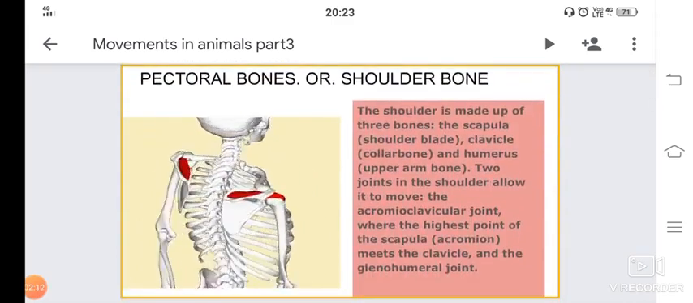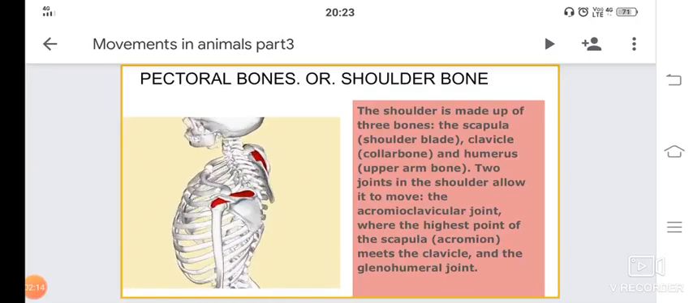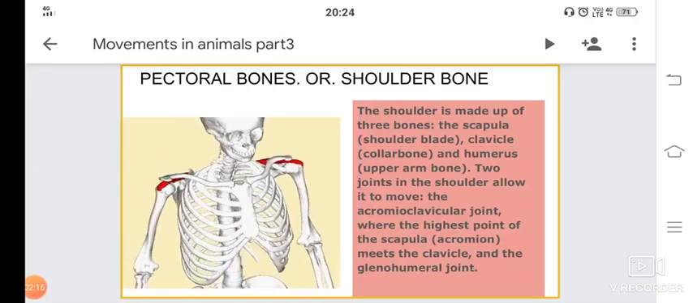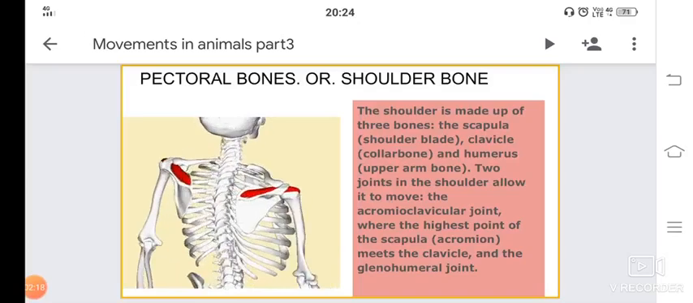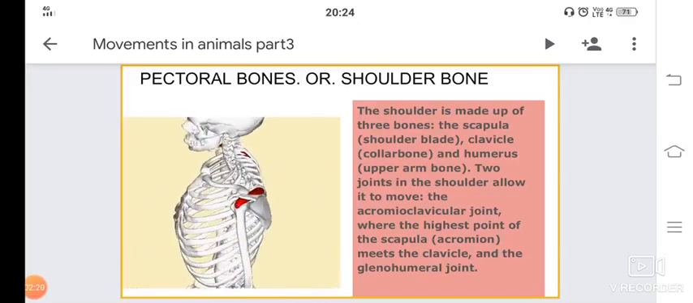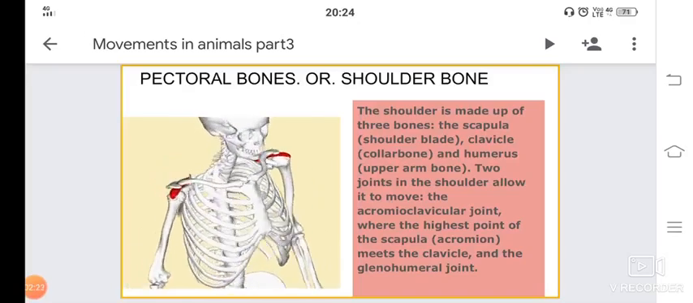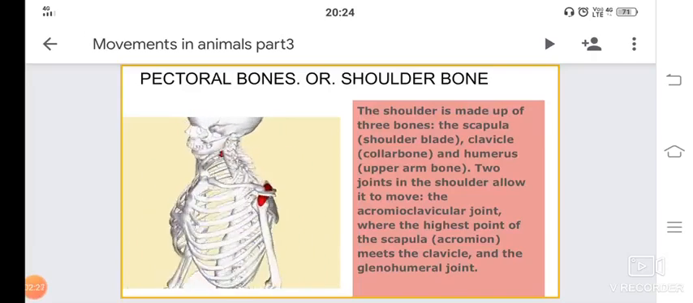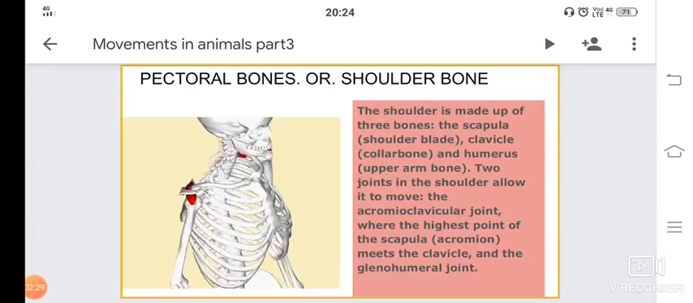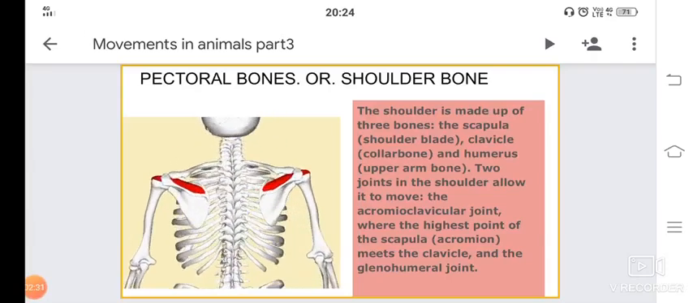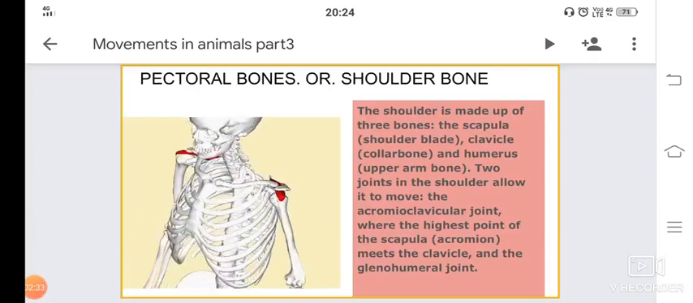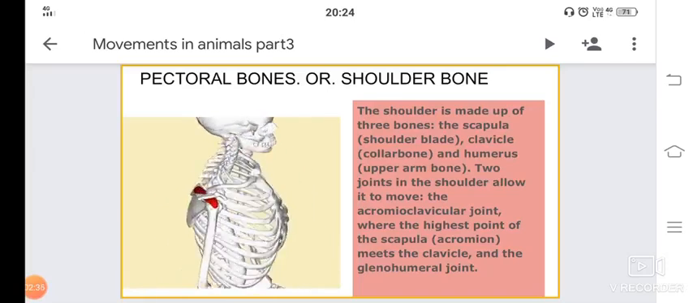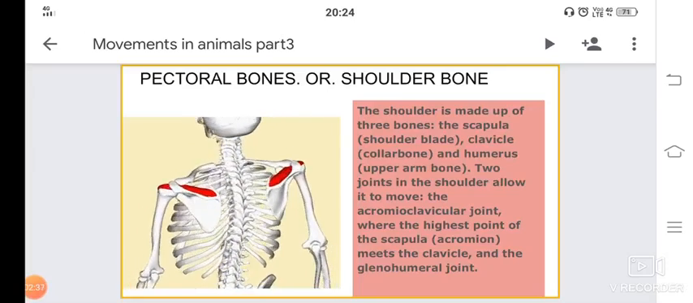Next we have the pectoral bones or shoulder bones. Either we can call it a pectoral bone or a shoulder bone. This shoulder bone is made up of 3 bones: the scapula, that is the shoulder blade, the clavicle, that is the collar bone, and the humerus, the upper arm bone. Like the collar on a shirt, so that bone we call the collar bone.